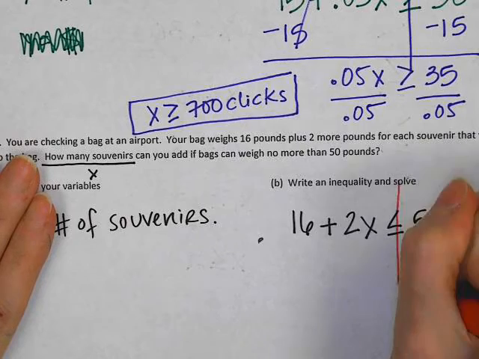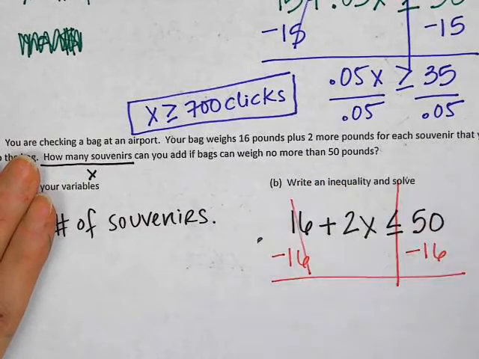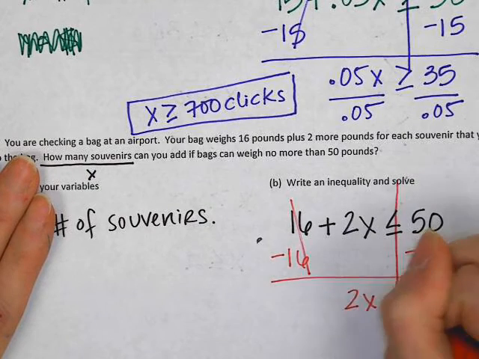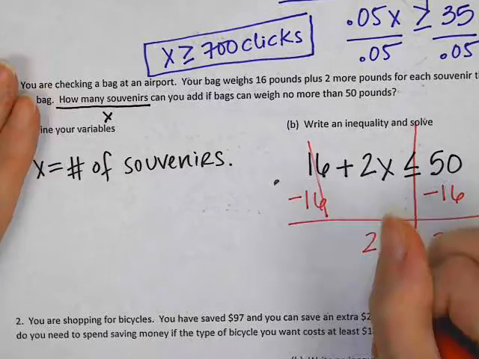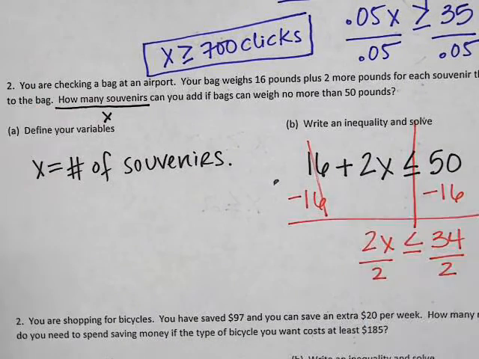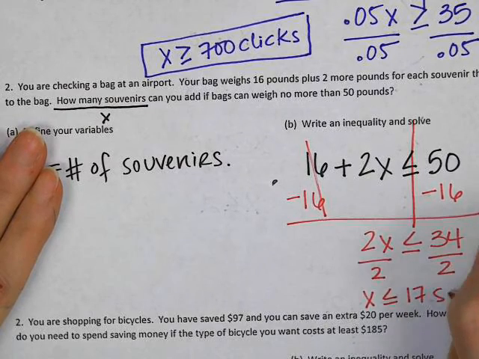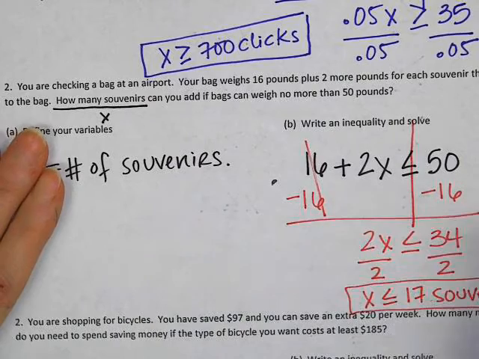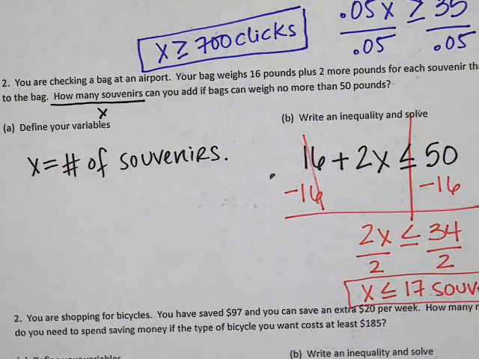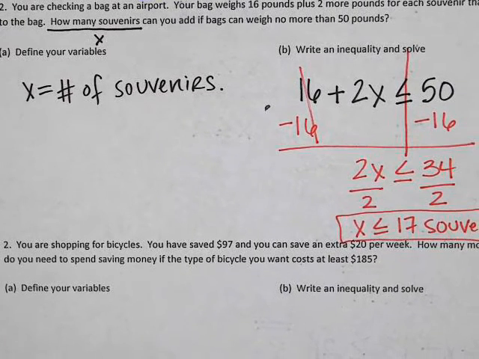So to draw the wall, we're going to minus 16, right? We've got to isolate X. We get 2X is less than or equal to 34. And then divide by 2, divide by 2. X has to be less than or equal to 17 souvenirs. Okay, so these aren't too bad. Just define your variable, set up, and solve.